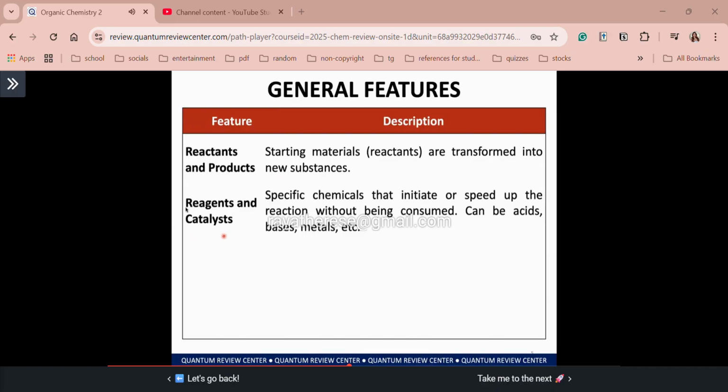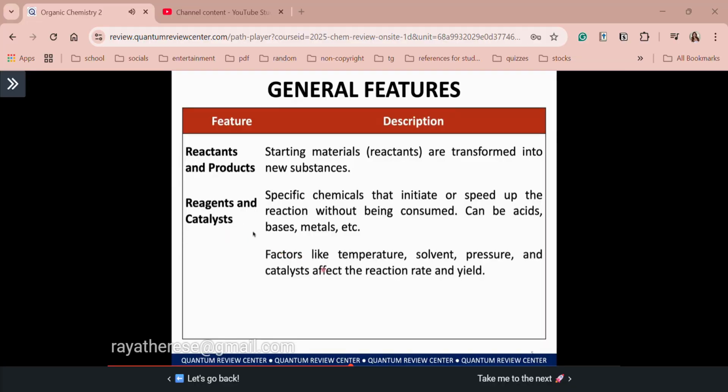All right? So remember, these first four features are the general features that we always see in any reactions in general. Not only in organic reactions, but in our chemical reactions in general. Next. Factors like temperature, solvent, pressure, and catalysts affect the reaction rate and yield. Class, again, the role of your reactants, reagents, and this one, reaction conditions, will affect the spontaneity and the direction of your organic reactions. Okay? So later, we will also touch on some mechanisms and energy changes that happen during our organic reactions.